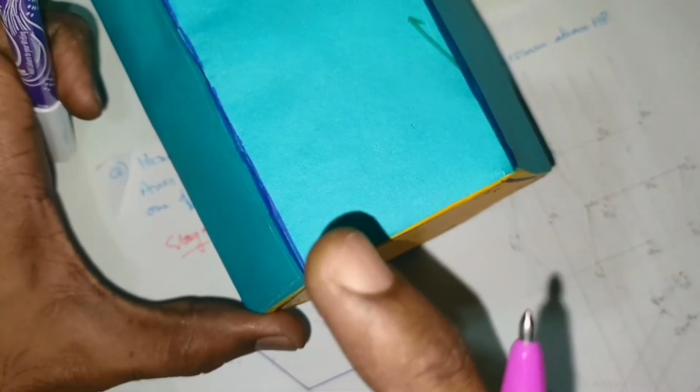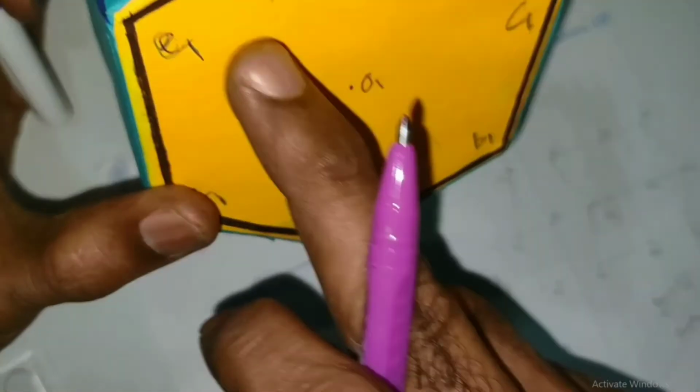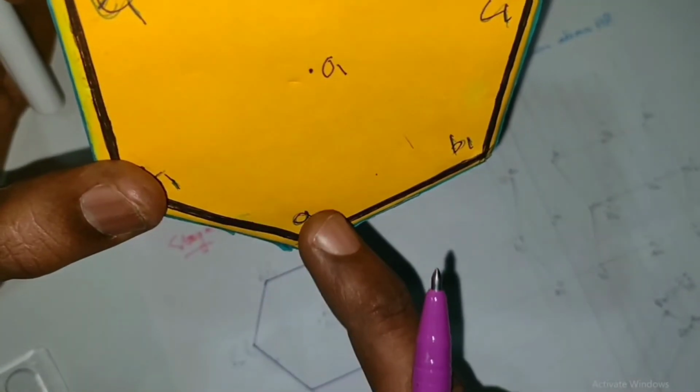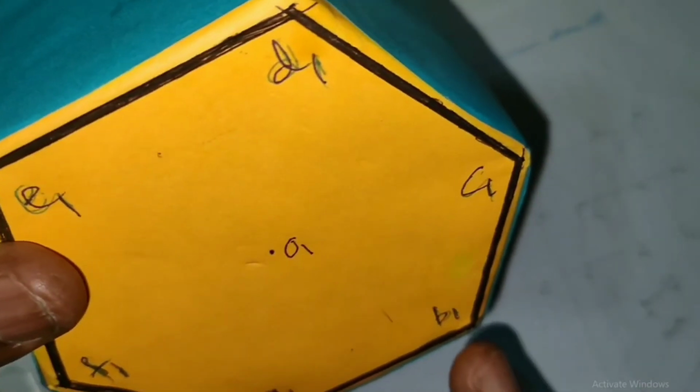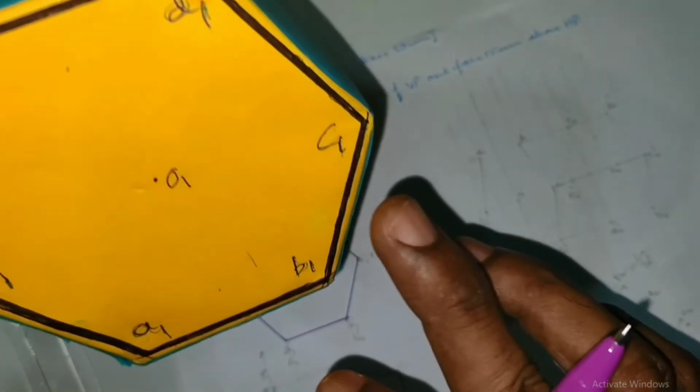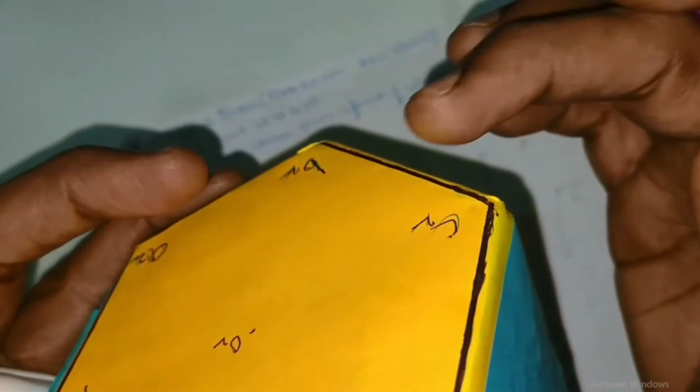See, when we see from this direction, A1 and E1 are going to coincide. When we view in this direction, these 2 points A1 and E1 are going to come into one line. Similarly, A2 and E2, and likewise B1 D1, B2 D2, and finally here we have C1 and C2.